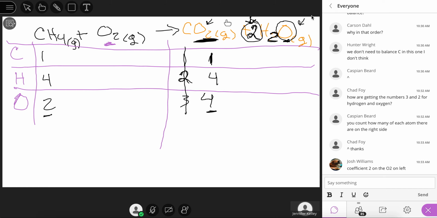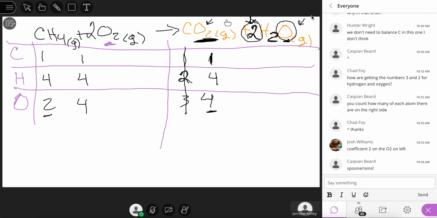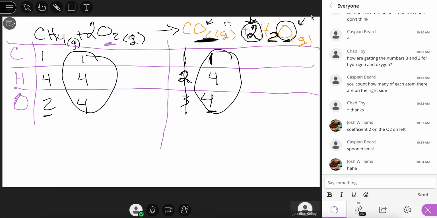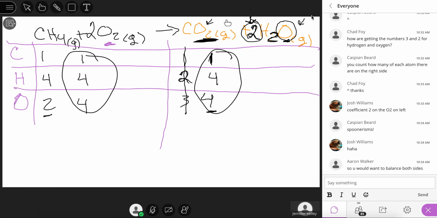Exactly. So we're going to put a coefficient of 2 in front of the oxygen, and now we have 4 oxygen. If I look at this side again, I have 1, 4, and 4. And so balanced and balanced. Okay. Yes, you want to balance both sides.